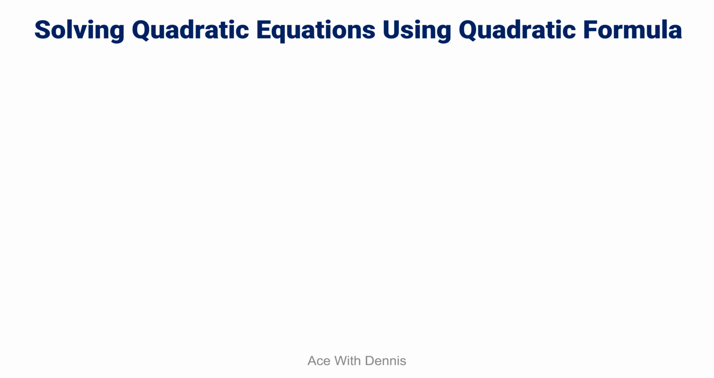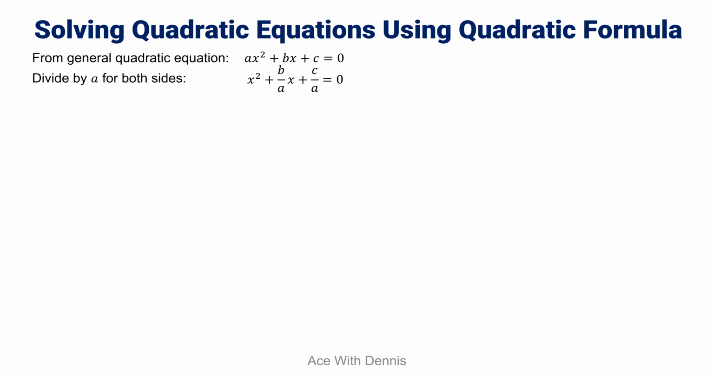The third method to solve a quadratic equation is by using the quadratic formula. The quadratic formula is actually derived from the completing the square method. Now let's see how it works. From the general quadratic equation, ax² + bx + c = 0, we need to divide by a for both sides because we want to make the coefficient of x² to be 1. Hence, the equation becomes x² + (b/a)x + c/a = 0. Now, the coefficient of x² equals 1, so we can perform completing the square.